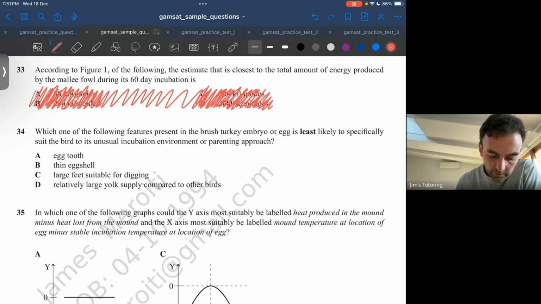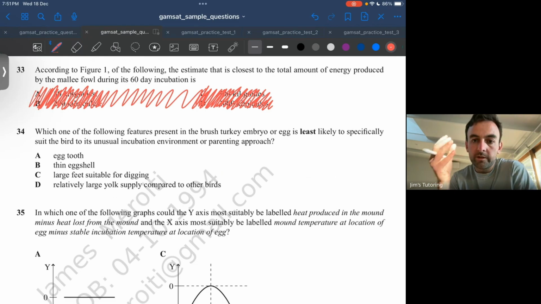Okay, 33. So what's the total amount of energy produced by the Mallee fowl during its 60-day incubation? So again, I want you to just have a little think about this, about what is the scenario when you would actually be able to determine how much energy has been produced. So I want you to just have a little bit of a think about that before I show you the graph.